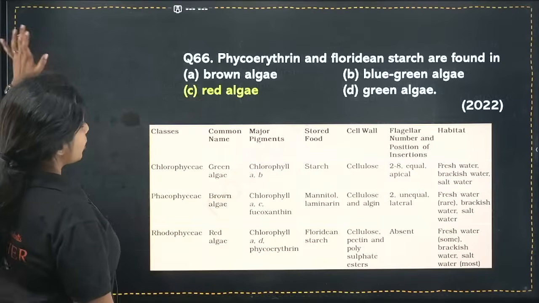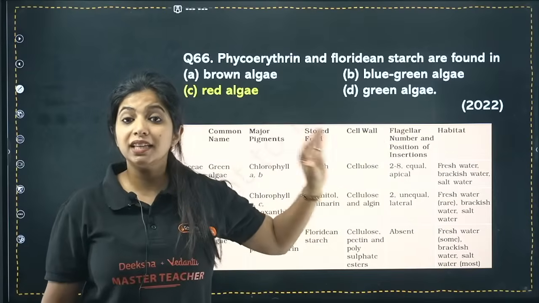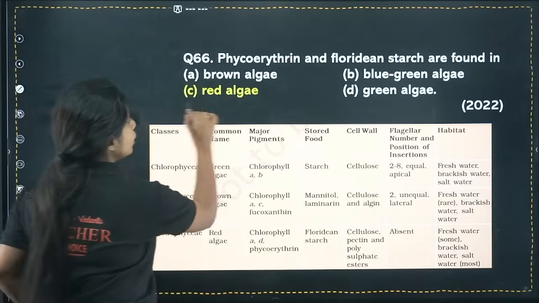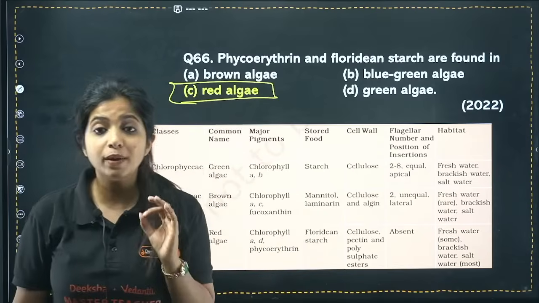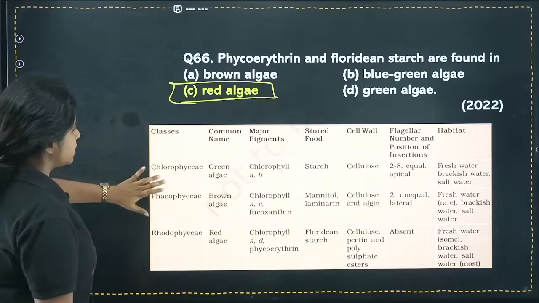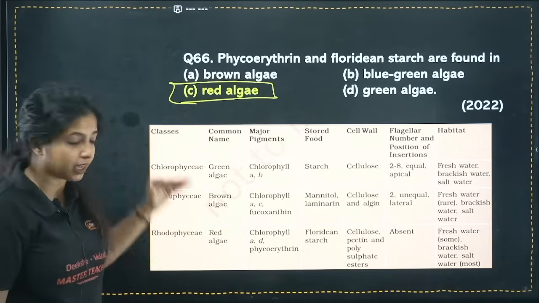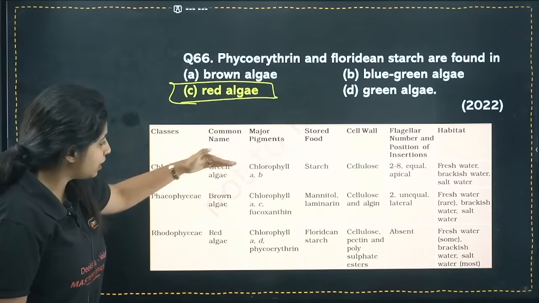Cool. The next question that we have: phycoerythrin and floridean starch are found in. Phycoerythrin and floridean starch. This is a unique feature of what? Red algae. What is the other name for red algae? Rhodophyceae. Please remember, how many types of algae are there? Chlorophyceae, Phaeophyceae, Rhodophyceae. There are three types of algae. Chloro green, Phaeo brown, and Rhodo red. So green, brown, red.